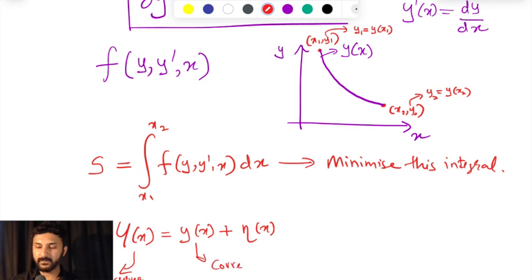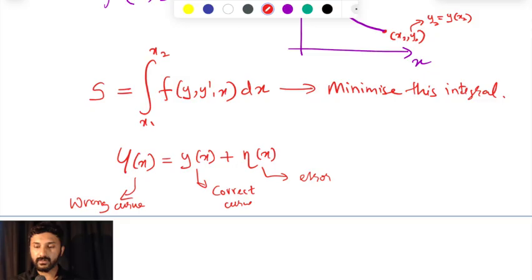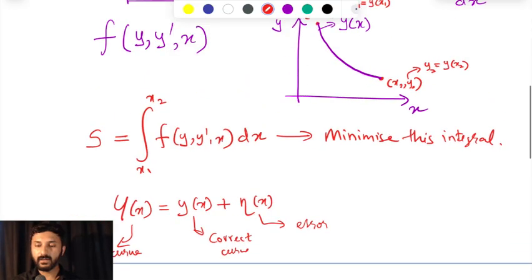It's made of the correct curve and an error, right? There's a small error, or you could call it the difference, right? It's how different the wrong curve is from the correct curve. Eta of x tells us that. And so we have basically the task of minimizing this error, so that if the error vanishes, which it should, then your wrong curve becomes the correct curve, right? So you found your solution.